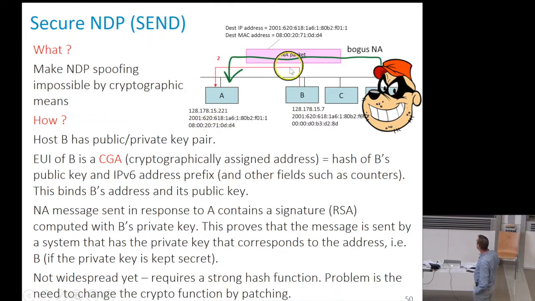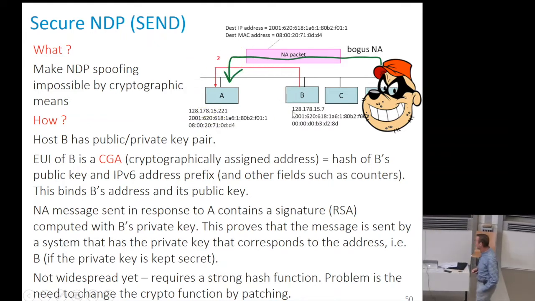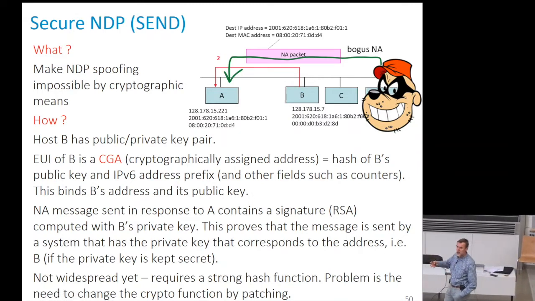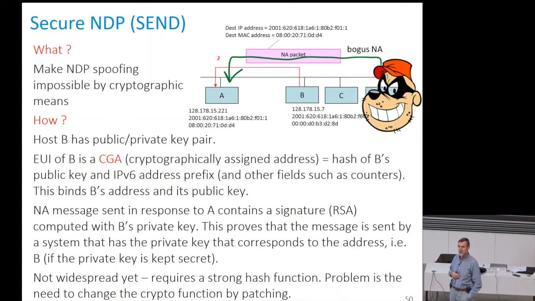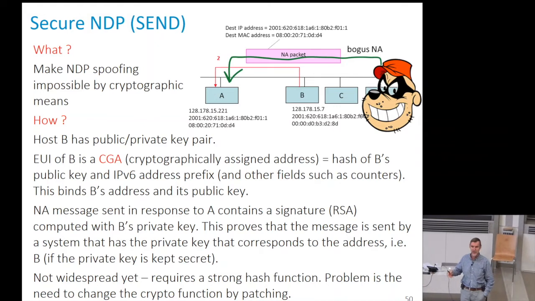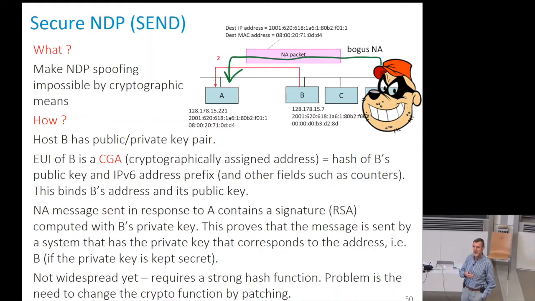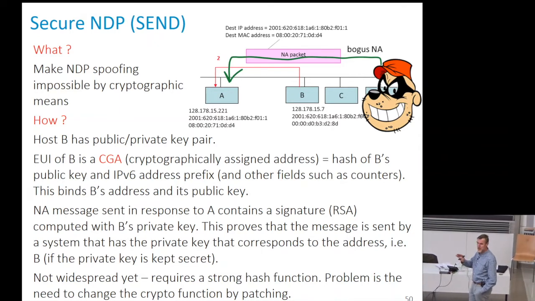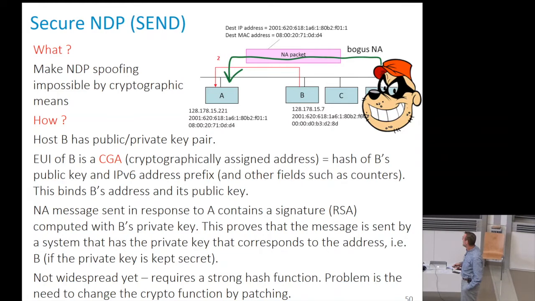Now, when A sends an ARP message or a neighbor discovery message, the response to A, which is the MAC address, will be signed by B using its private key. What does signing mean? Well, the response is the MAC address of B, for example. Then what B can do is encrypt the MAC address with its private key. Typically, it will encrypt a text that is made of the MAC address plus some other elements. But think of it as simply encrypting the MAC address.